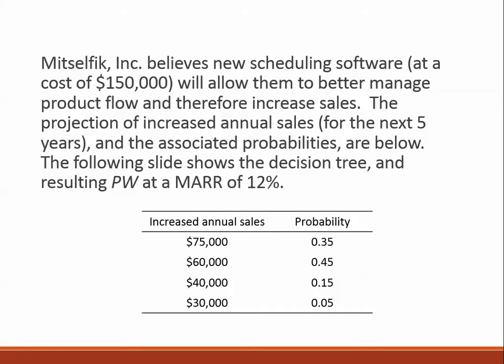Okay, so let's look at this example. It says Mistelfic Inc. believes new scheduling software at a cost of $150,000 will allow them to better manage product flow and therefore increase sales. The projection of increased annual sales for the next 5 years and their associated probabilities are below. The following slide shows the decision tree and resulting present worth at a MAR of 12%. So increased annual sales: 75,000, there's a 35% chance that will happen. 60,000, a 45% chance. 40,000, a 15% chance, and 30,000, a 5% chance.